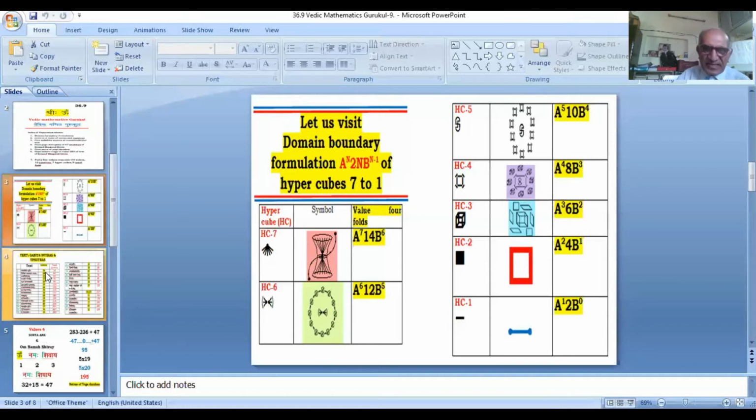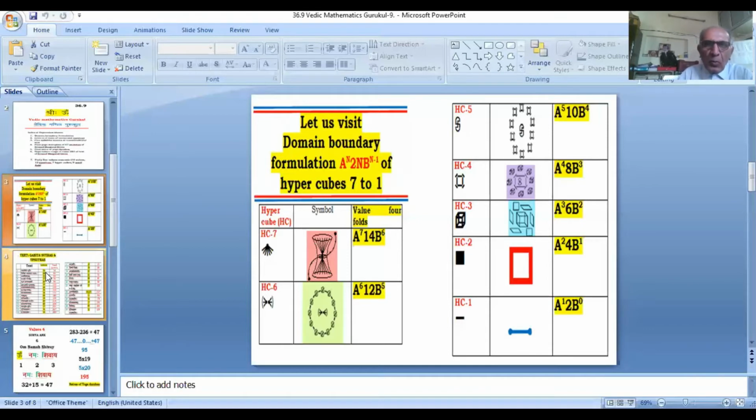Sadhakas shall sit comfortably and be face to face with this specific explicit value of hypercubes 1 to 7. This explicit value is the features of the domain boundary ratio of representative regular bodies of 1 space to 7 space within 4 space. Now, a step ahead.